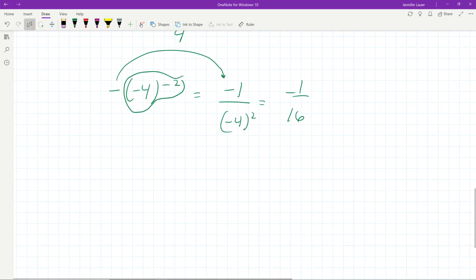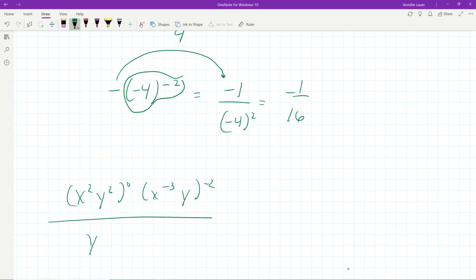Now let's get into some of those variables. Okay, baby steps. Let's deal with our parentheses first. You're still going to do an order of operations here. When it's an exponent to an exponent, you multiply. So this becomes x to the 0, y to the 0. This becomes x to the 6th. And remember, when there's nothing there, it's understood to be a 1.